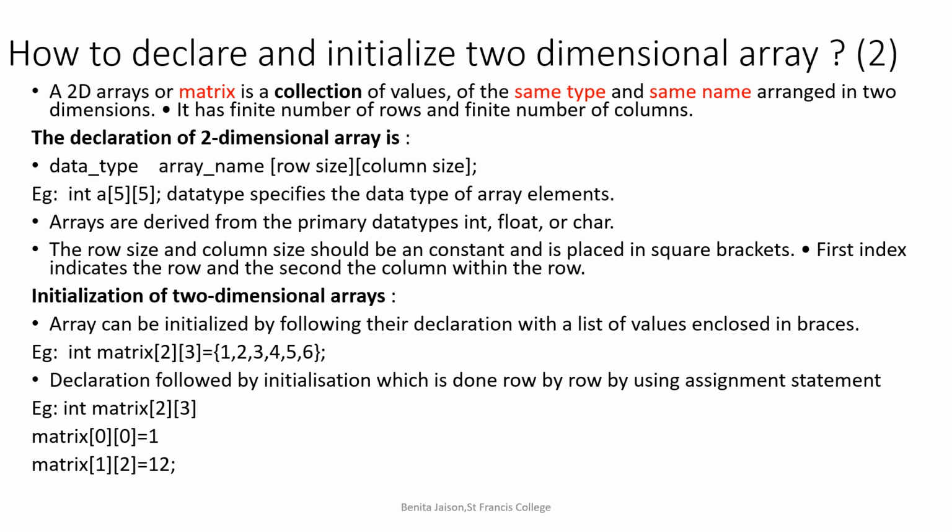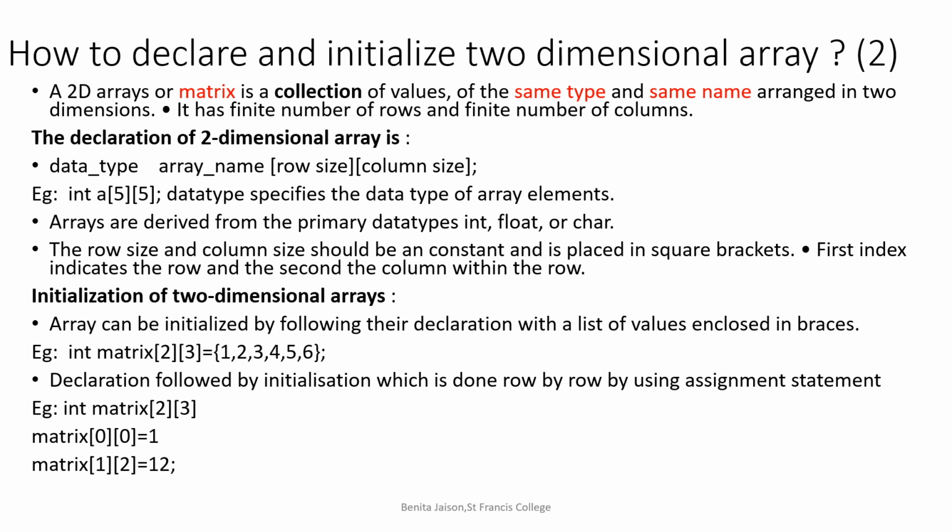So we have to mention the number of rows and columns of a particular two-dimensional array. The declaration of the two-dimensional array is done as data type, followed by the array name, and then followed by the row size and column size. Row size and column size give you the total number of rows and total number of columns. In this example, int A[5][5] means the data type is integer, the row size is 5 and the column size is 5.